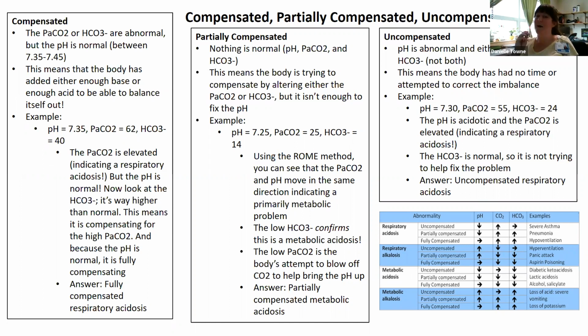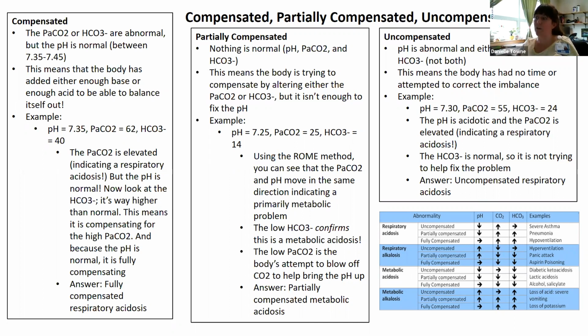All right, let's talk about uncompensated. This is our last type. Uncompensated is when the pH is abnormal, but only one of the other two items is abnormal, either CO2 or bicarb. And why is that? That's because the body hasn't had time to try and correct the problem or compensate for the problem.